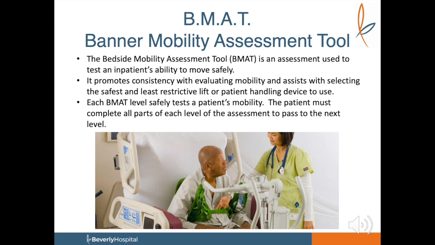Next topic we will discuss is the Banner Mobility Assessment Tool. BMAT is designed as an assessment tool to test patients' ability to move safely in hospital setting. The patient must complete and pass each level to progress to the next lower level of assistance. Overall, the assessment should not take more than 5 to 10 minutes.